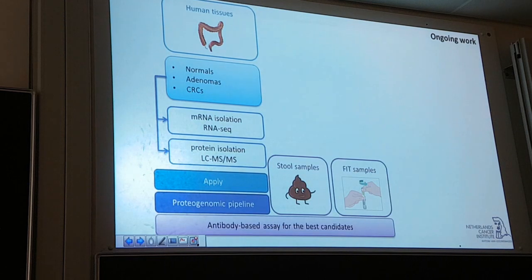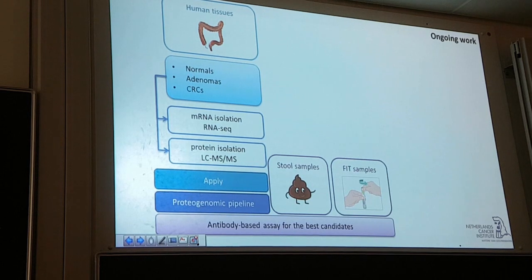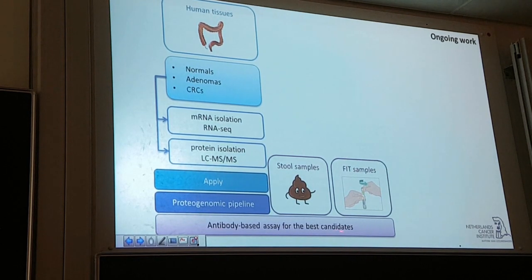And then ongoing work is we analyzed human tissue samples from normal, adenomas and cancers and identified a number of potential candidate biomarkers. And now we've built antibodies for our best candidate to test the quantitative differences between different isoforms.